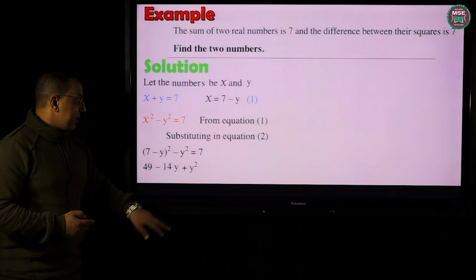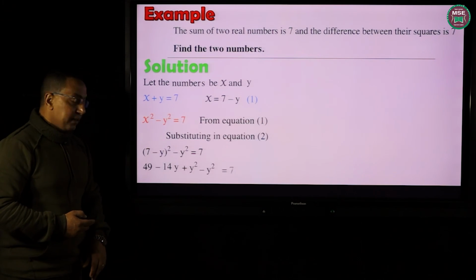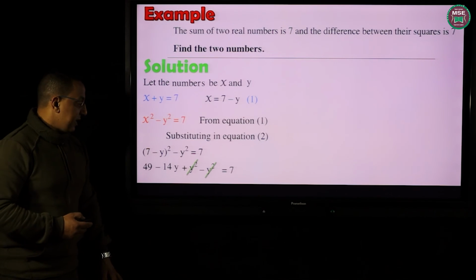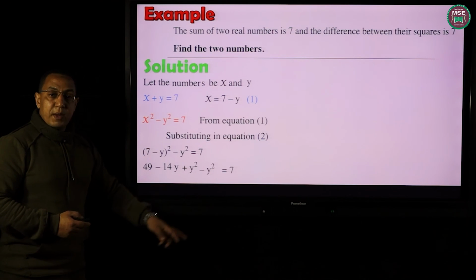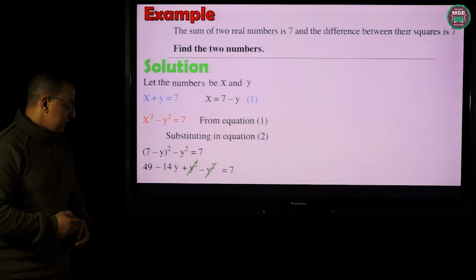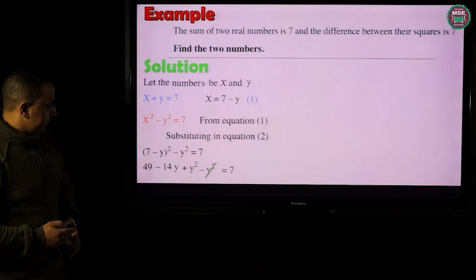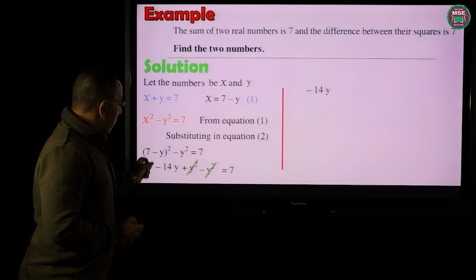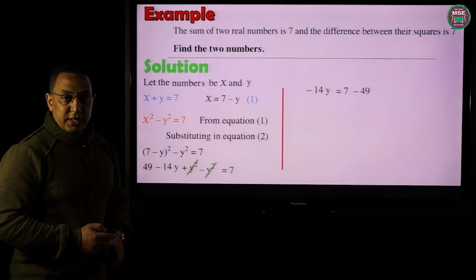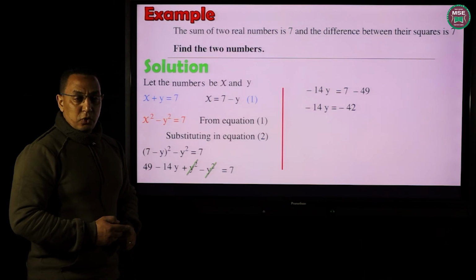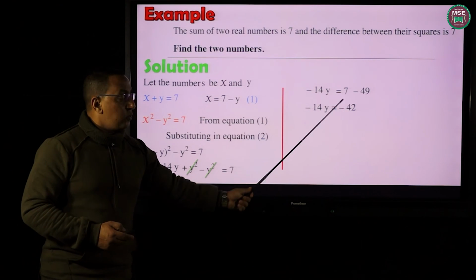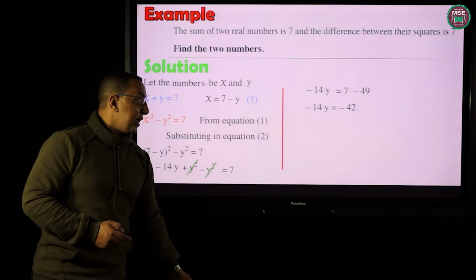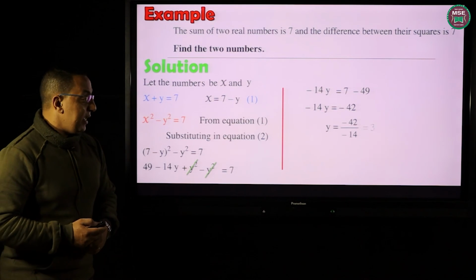And now I'm going to drop negative y power of 2 and drop equals 7. Now I'm going to cancel y power of 2 minus y power of 2 equals 0. So now I have negative 14y equals 7 minus 49, so it will be negative 42. By dividing, y equals negative 42 divided by negative 14 equals positive 3.